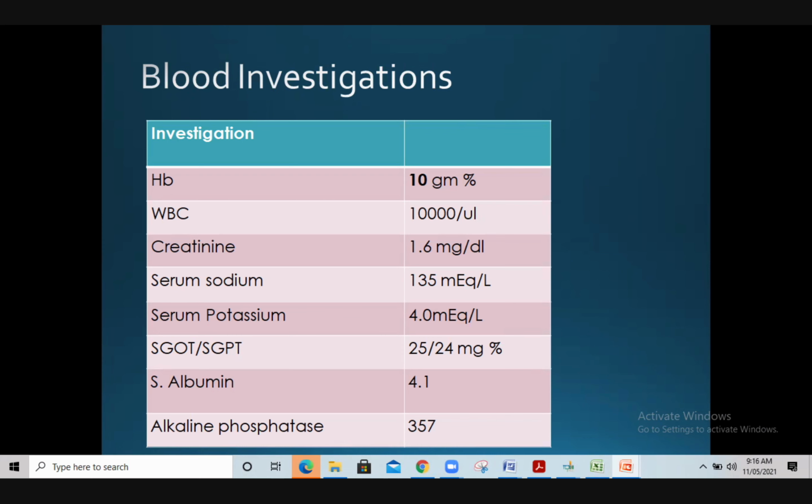No, you are right in saying creat is slightly raised, 1.5 is normal, okay? But what all do you want to see? And which investigation can tell you the maximum information in one go? Ask for that investigation. You are suspecting CA prostate, let me make it more simple. You are suspecting CA prostate, PSA is more than 100, alkaline phosphatase is raised.